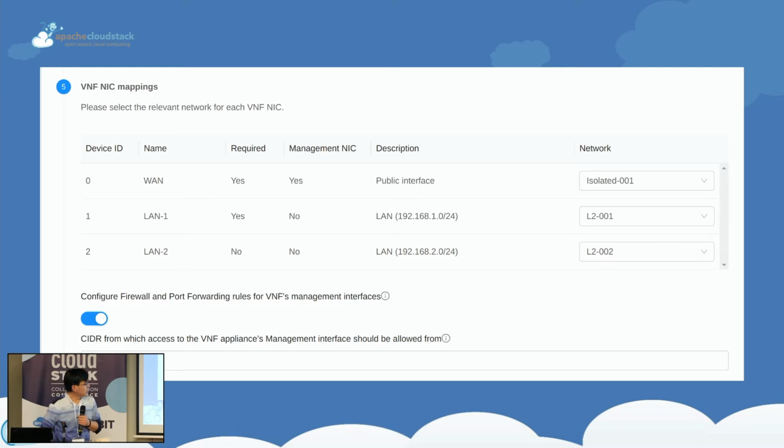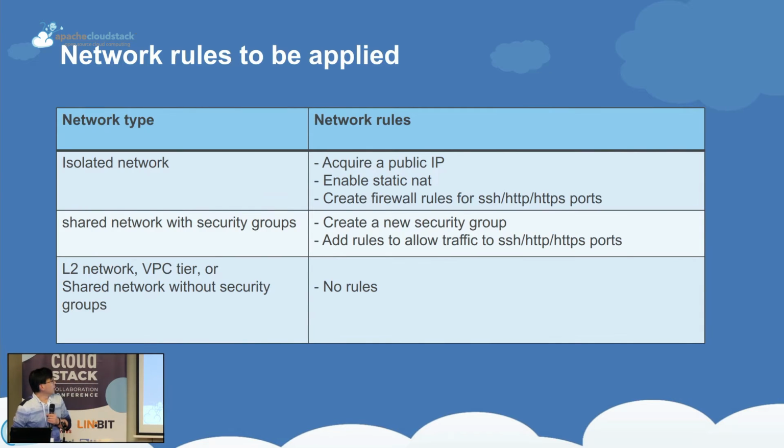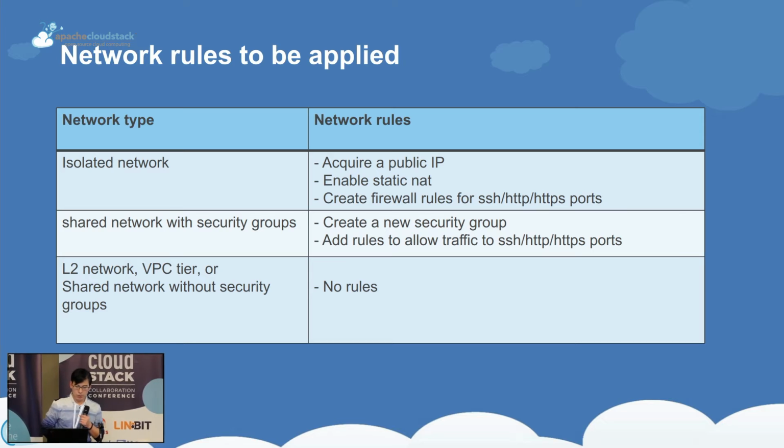So what firewall rules will be configured? If the management network is an isolated network, then it will automatically acquire a public IP, enable static NAT, and create firewall rules to allow access to SSH, HTTP, or HTTPS ports. If the management network is a shared network with security groups, CloudStack will automatically create a new security group and add some rules to allow traffic to the access ports. If the management network is an L2 network or VPC tier, no rules will be applied.